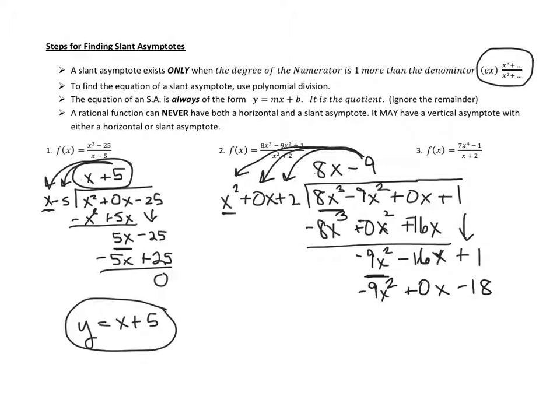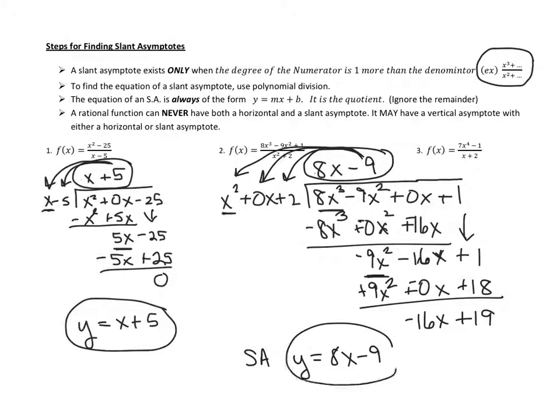Okay, we're going to subtract and get the remainder, but actually you really don't have to, because remember, the quotient is our answer. We already have the quotient right there. Let's go ahead and finish the problem though. If we subtract, remember the quick way to do it is to change every sign. So change it and add. So we get 0, negative 16x plus 19. So that's our remainder. Once again, the remainder has nothing to do with the problem. So my slant asymptote is y equals 8x minus 9. The slant asymptote is the quotient.